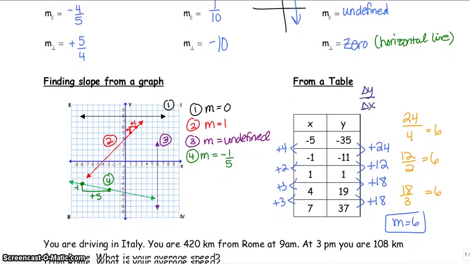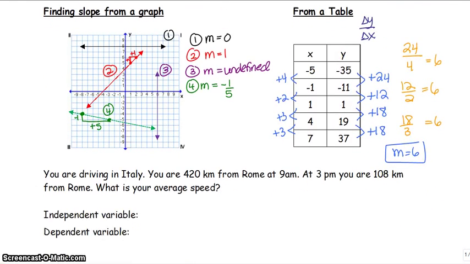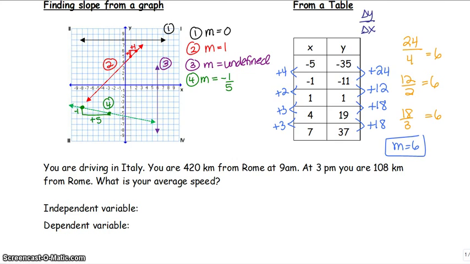Guess what? We are on our very last problem for our notes for today. You are driving in Italy. You're on vacation, you're away from school. You are 420 kilometers from Rome at 9 a.m. At 3 p.m., you are 108 kilometers from Rome. What is your average speed?